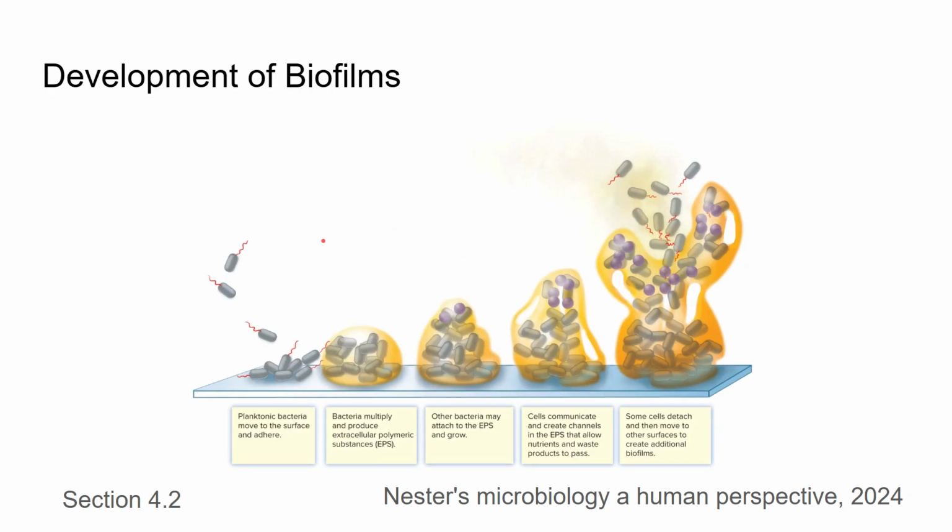Okay, so how do biofilms develop? Basically you have bacteria that are going to move to a surface, and they're going to adhere to it and start to produce that extracellular polymeric substance, or EPS for short. Now this substance is going to continue to grow, and other bacteria can latch on. So this one bacteria is going to make a home where other things can come in and grow too. The cells can communicate and create channels for waste and nutrients to pass through. And eventually some of those cells can detach and go off to make new biofilms.